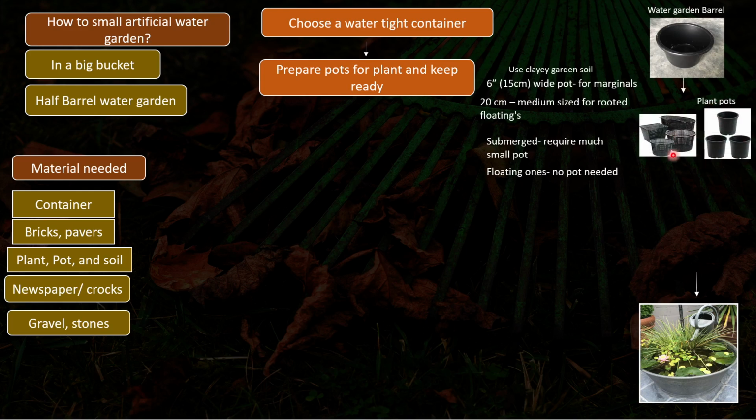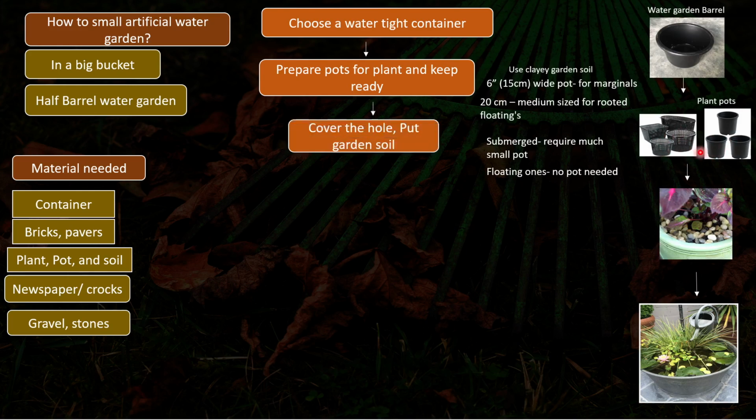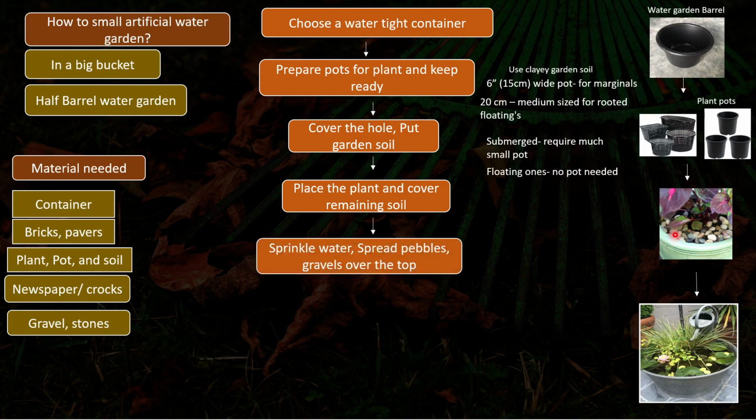Now the plant pots are of various types, so this kind of small plant pot you can use, and you need to pot your plants in these pots. Right, now the next step is how will you ready your pot? You will cover the hole in the pot, put the garden soil, place the plant and cover with the remaining soil. So in this way you will prepare your pot.